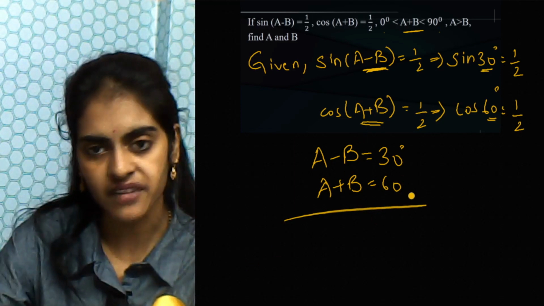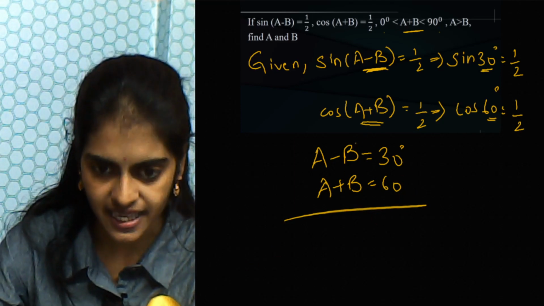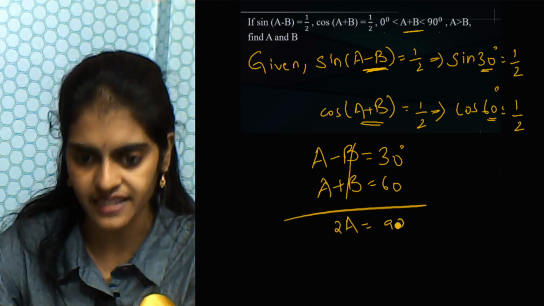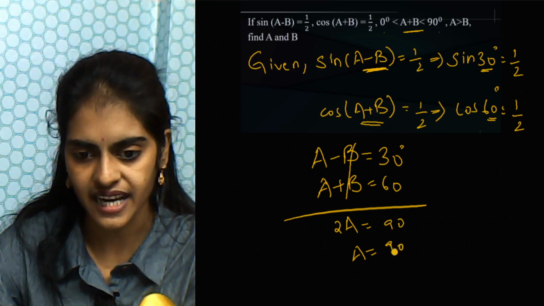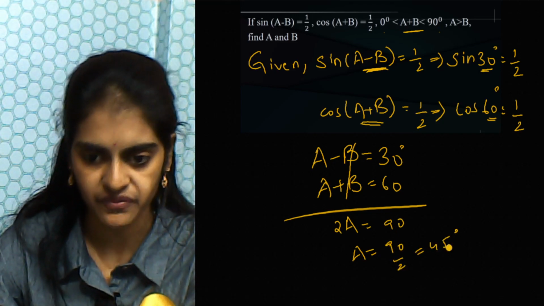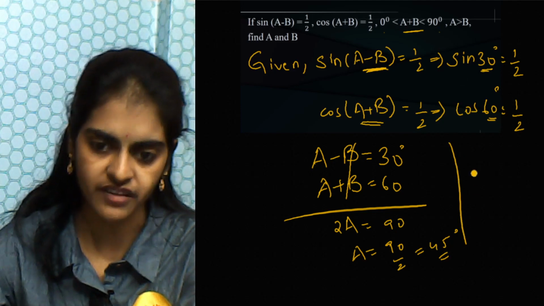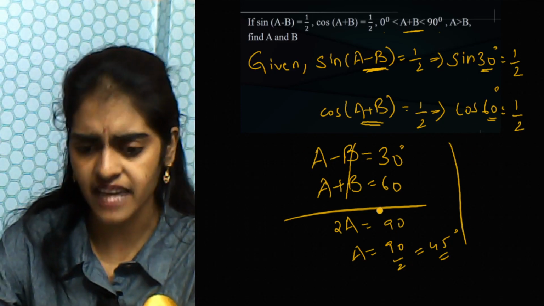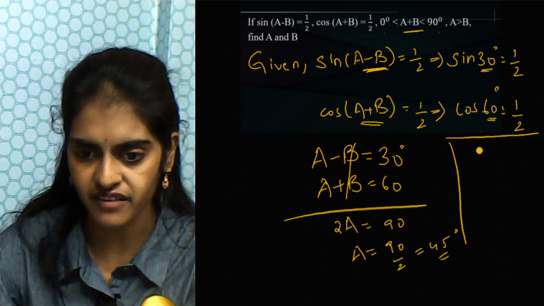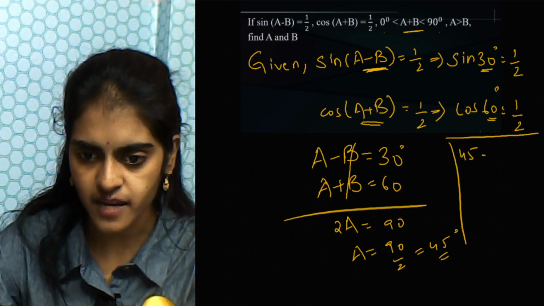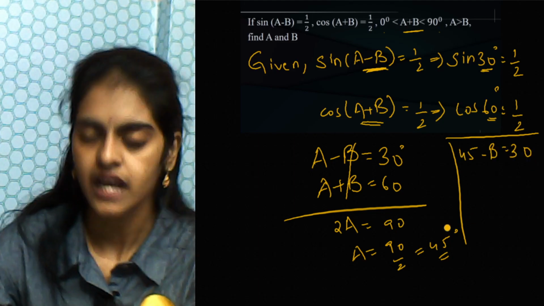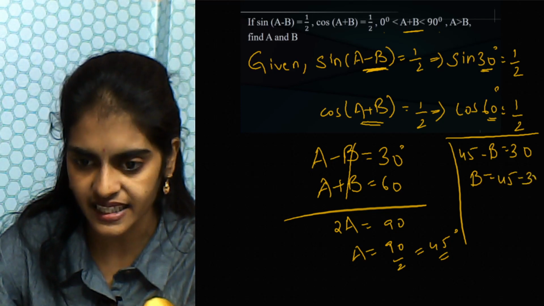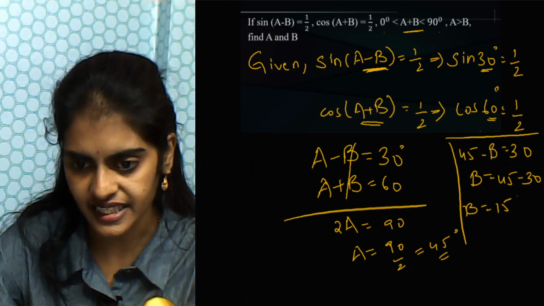Now solving these two equations, can I get the value of a and b? See, plus b and minus b get cancelled, so you have 2a is equal to 90. From this, a is 90 divided by 2, which is 45. Now what about b? Substitute the a value in any of these equations. Suppose in this equation, 45 minus b is 30. So b is 45 minus 30, which is 15 degrees.